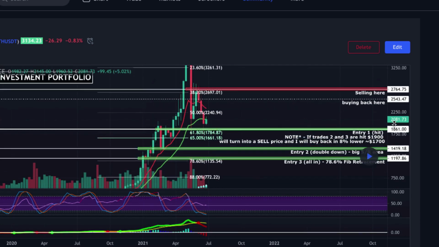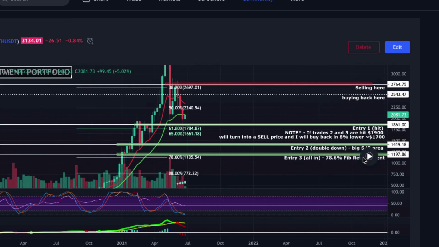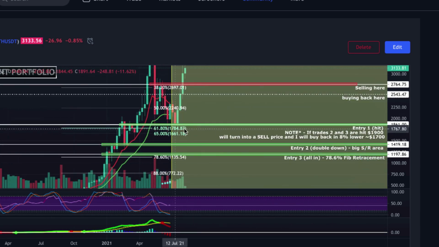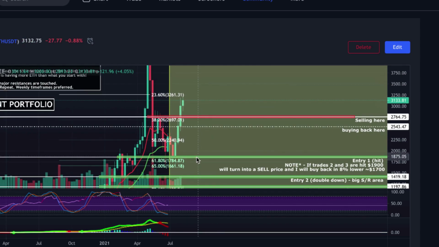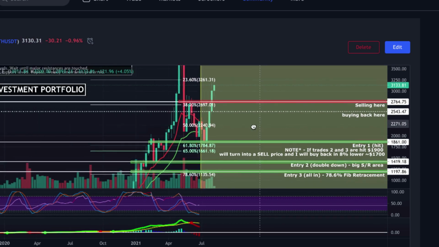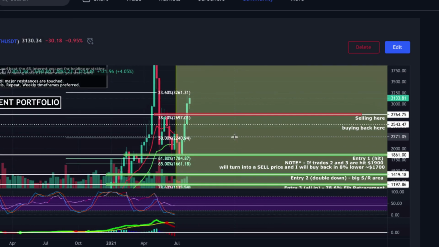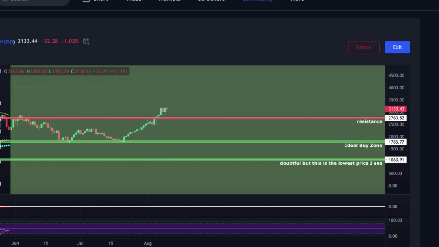Entry 1 hit, trades 2 and 3 are hit. Okay, so for my investment account, I only got one of my entries hit. Super annoying, but still pretty solid considering that we're up 70% in the investment portfolio. In my investment portfolio, I never sell. Sometimes I sell, but I usually don't. So anyway, we did really well for ETH.